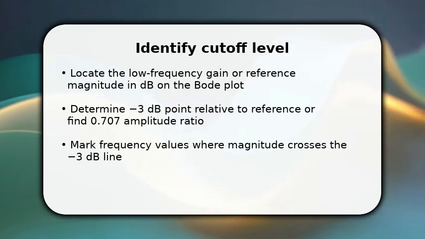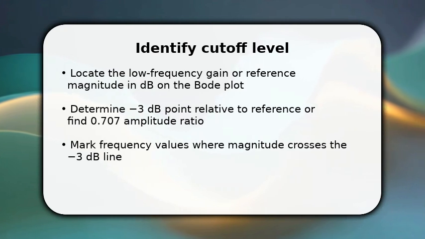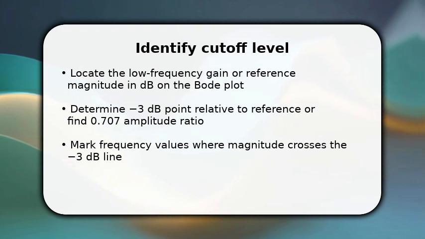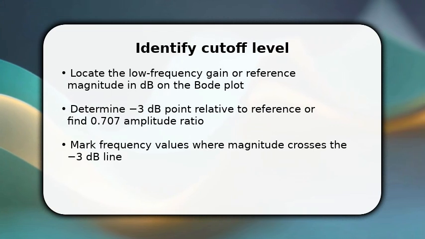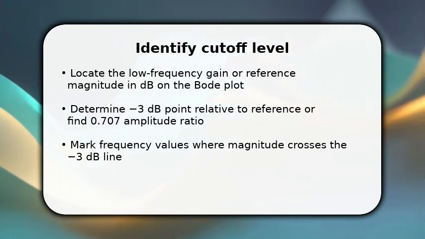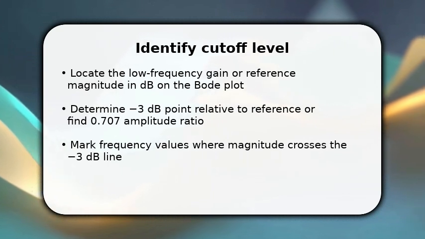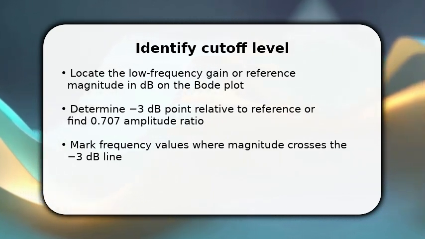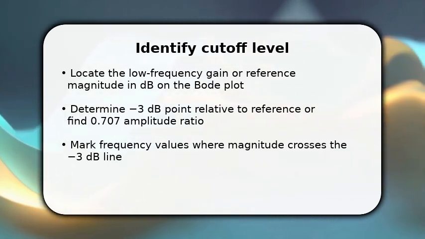You begin by finding the baseline magnitude and immediately locate the -3 dB threshold. This is the standard cutoff for bandwidth. Measure the open loop or low-frequency gain in dB, then draw the horizontal line at gain -3 dB. Once done, scan the magnitude plot and mark each frequency where the curve intersects that -3 dB line.